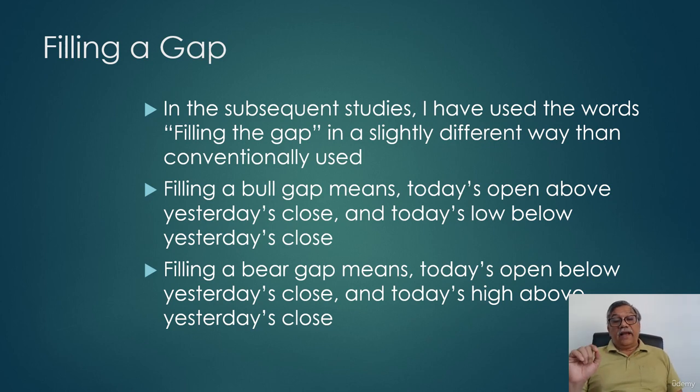So filling a bear gap means today's open is below yesterday's close and today's high is above yesterday's close, not yesterday's lowest point. All right, understood the difference?